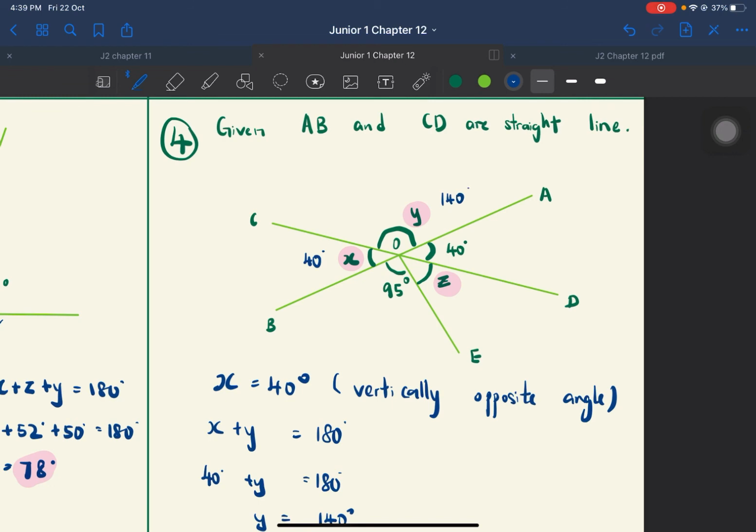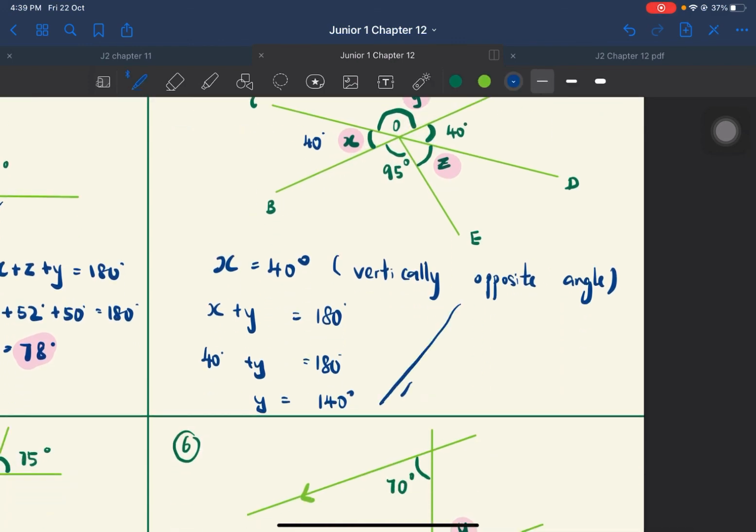And lastly, you're going to identify your z. Okay, based on here, you can look at this straight line. The sums of the angle here will be equivalent to 180. Means that z plus 95 degrees plus 40 will be equal to 180. So your z angle will be equal to 180 degrees minus 95 and minus 40 degrees, which will be equivalent to 45 degrees.